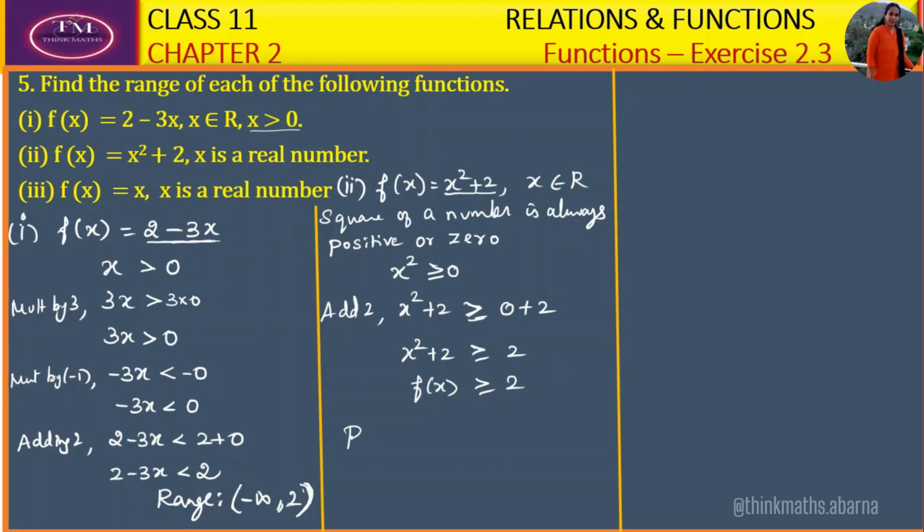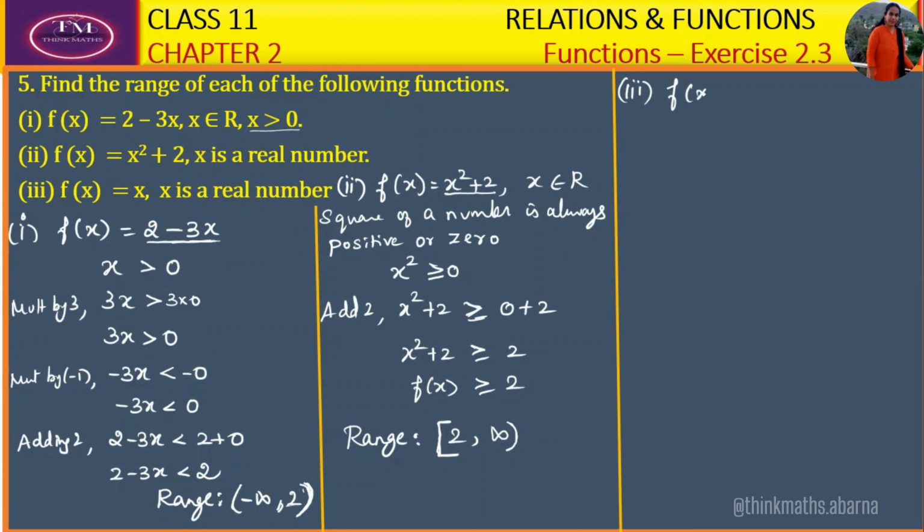So how to write that range? Range starts from 2. So open the square bracket and it moves on. So it moves on towards the positive value. So it is plus infinity and close with the curly bracket. For infinity, don't use the square bracket. Okay. So close with the curly bracket. So this is the range for this function. Clear? Next, third one.